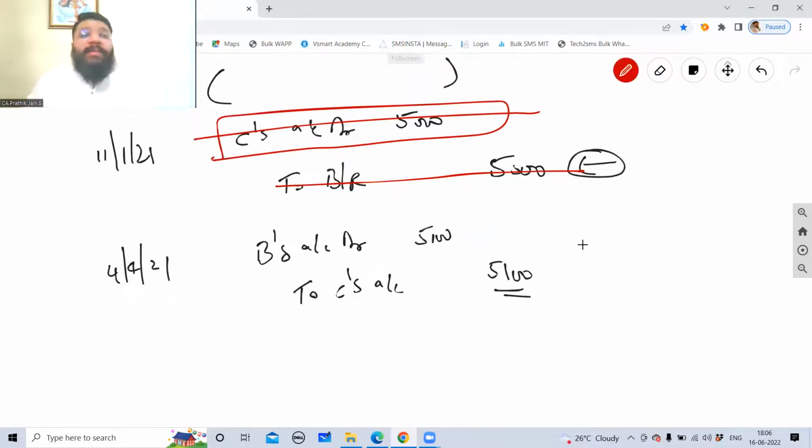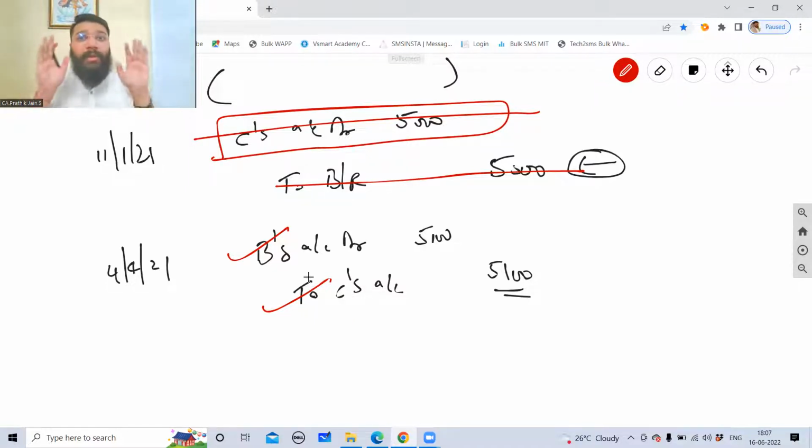Now, it so happened that because of dishonour of the bill, neither did I receive the money I'm supposed to receive from B, nor did I pay money to C. Neither did I get money from B, nor did I pay money to C. So I need to recreate both. B is my debtor, C is my creditor. So B is the recreation of debtor, and C is the recreation of creditor.